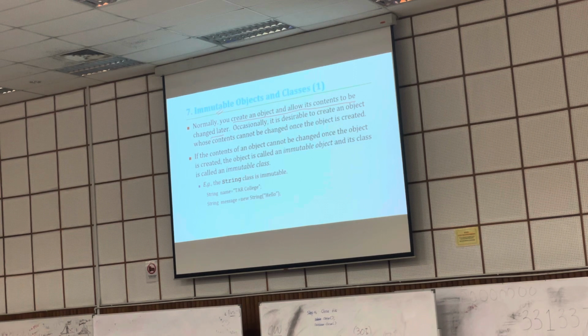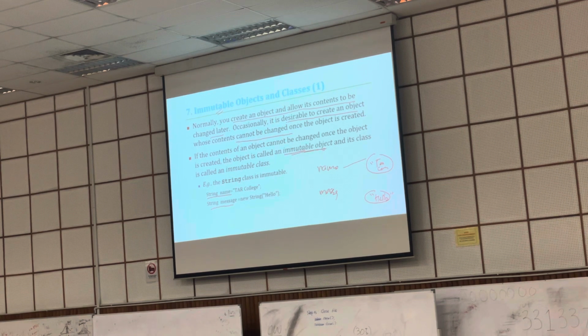Occasionally, it is desirable to create an object whose content cannot be changed once the object is created. Maybe we wanted to do something like this. So that one we call an immutable object. For example, last time, we already know string is actually immutable, because in this example, name will be pointing to college. Now, message equal to hello. Okay, this is a message. This one will be creating hello. These are two different ones.